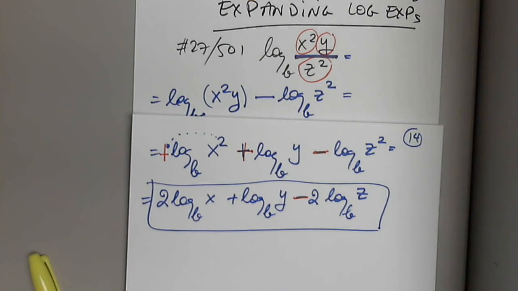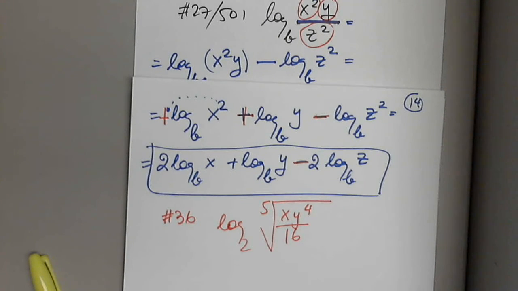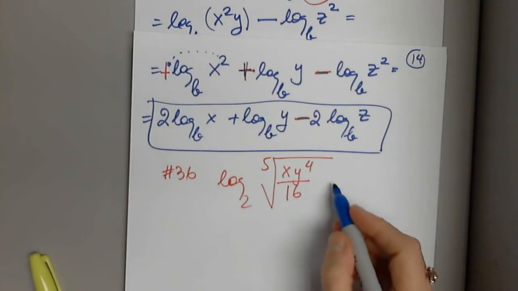Okay, and let's look at one more, and then we'll stop. Let's say 36. We have log base 2 of the 5th root of xy to the 4th over 16, still underneath the 5th root. Well, this is a slightly more difficult situation, only because of this 5th root. But I do remember that the 5th root is the same as the power of what? 1 over 5. Thank you.